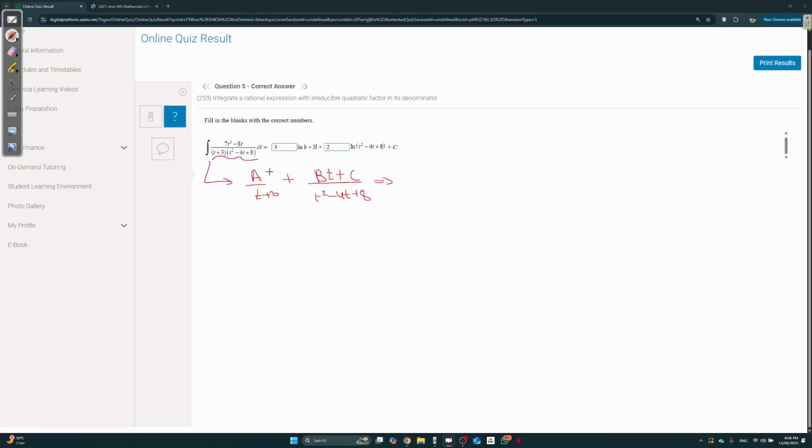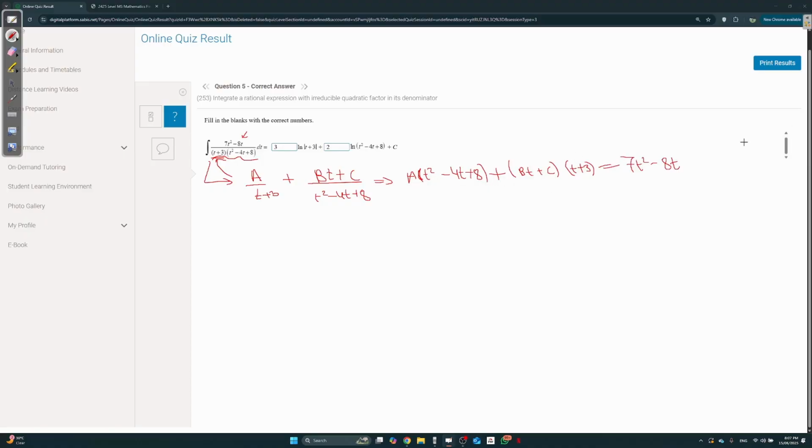Anyways, after splitting into partial fractions, we should now form our equation. What do we need here in our denominator? We need t squared minus 4t plus 8. So A times t squared minus 4t plus 8, plus this here, bt plus c. What do we need? We need a t plus 3, so let's multiply by t plus 3. Once we multiply them, this should all be equal to our original numerator. This is the rule. 7t squared minus 8t. Okay, we did it now.